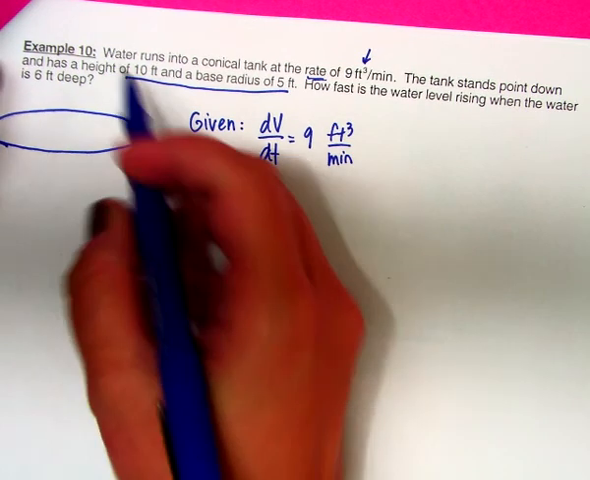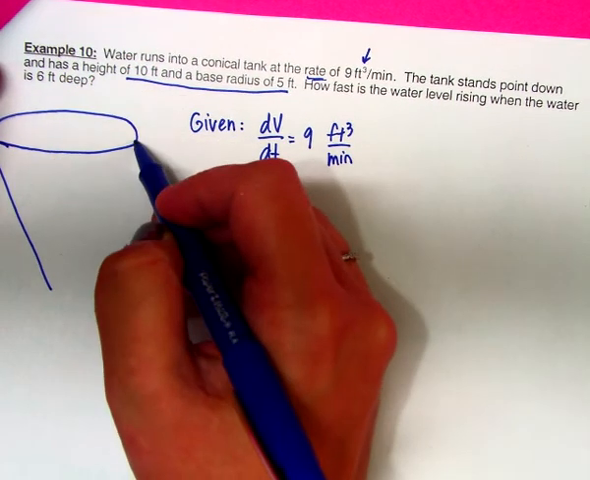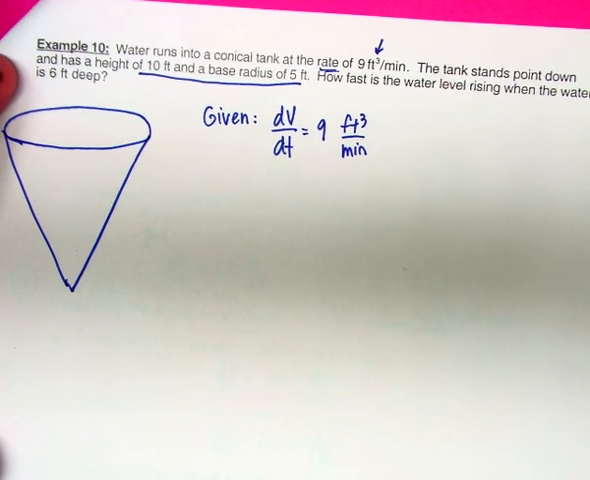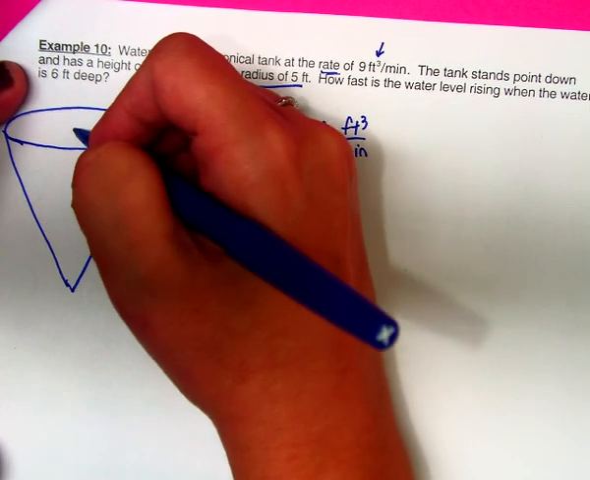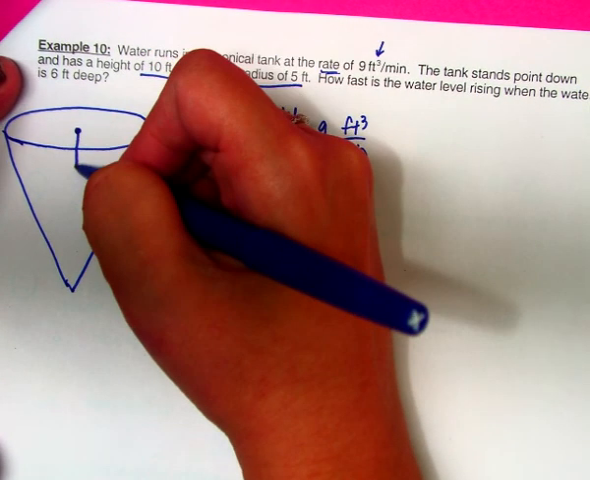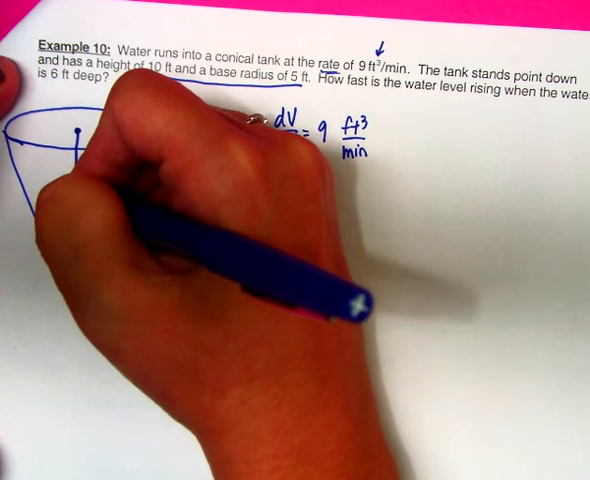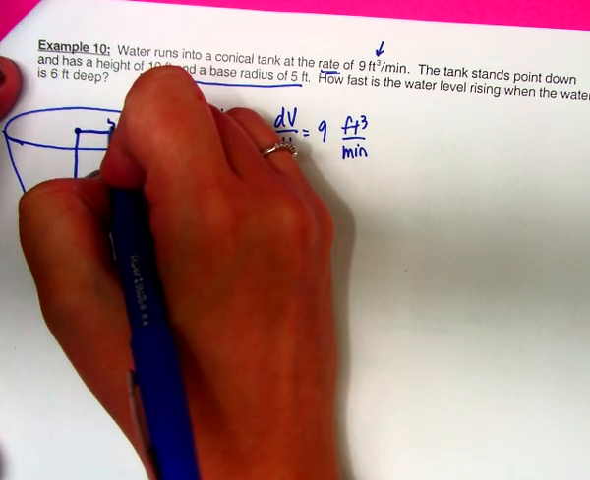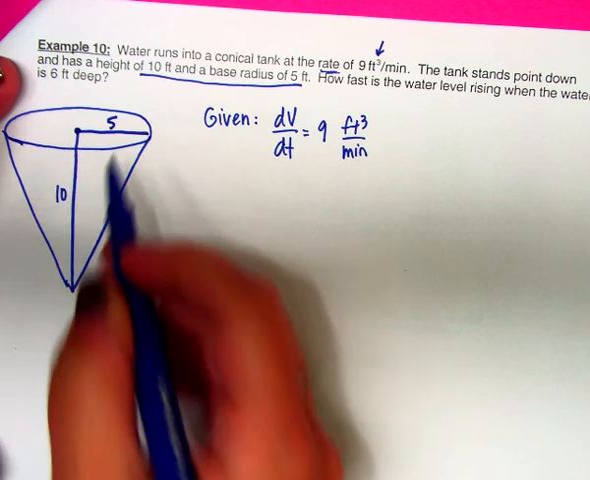Okay, so we've got a drawing now I can add in as I read through the second sentence. So I have a conical tank and its point is down. So we basically need to draw a cone. Okay, and in this cone I'm going to label the height 10 feet. So from a point in the center of its base down here, this is 10 feet. And then from here outward, my radius is 5 feet.